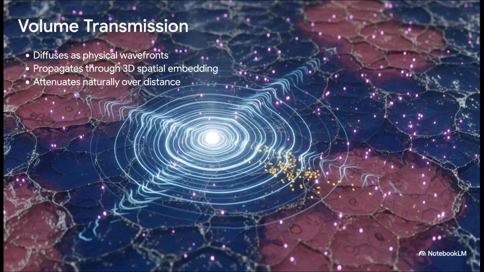Well, the biological solution, when mapped to our 3D model, is spatial volume transmission. Instead of teleporting an exact mathematical error backward, error signals diffuse as physical wavefronts through the spatial embedding. Imagine dropping a pebble in a pond. The error ripples outward as continuous concentric rings. It propagates right through the 3D space, interacts with those astrocyte spatial domains we talked about, and naturally attenuates over distance. It's a localized broadcast. This brilliantly bridges the gap between biological reality and local learning performance, entirely bypassing the need for a backward pass.